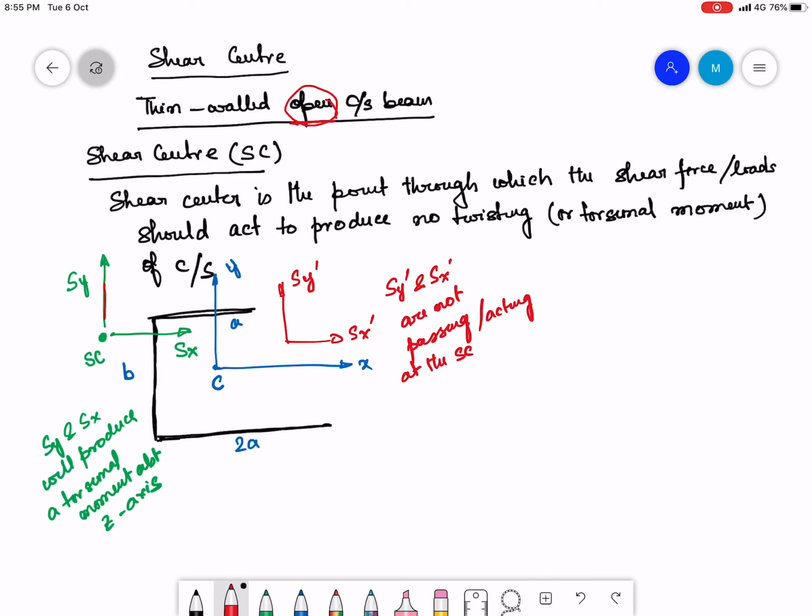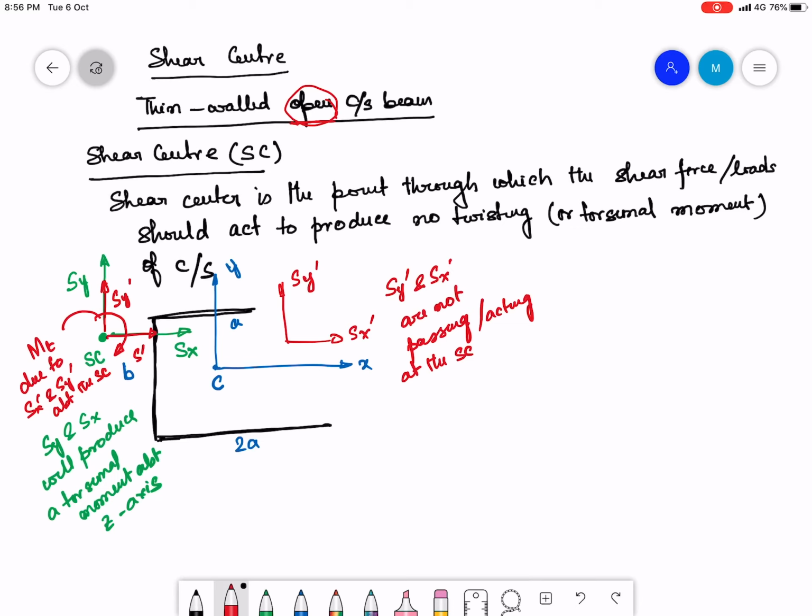So the equivalent of Sy dash and Sx dash is that we will take Sy dash and Sx dash through the shear center, plus we will consider a torsional moment, this is going to be Mt, due to Sx dash and Sy dash about the shear center. That is going to be the first step.